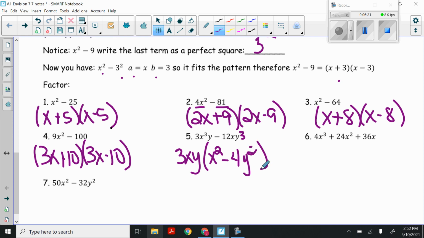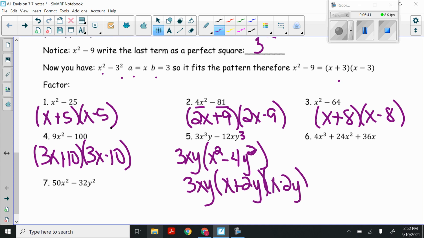4y squared. Lots of times, once you factor the first time, then you can create something. So now look what I've created, x squared minus 4y squared. I have now created a difference of squares, so now I can factor that more. I still have the 3xy out front, but now this factors to x plus 2y, x minus 2y.